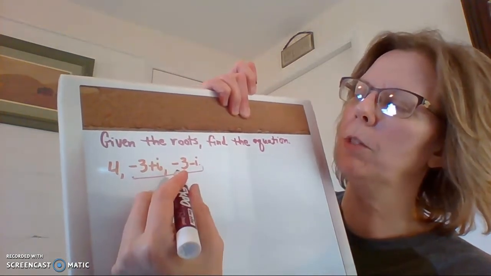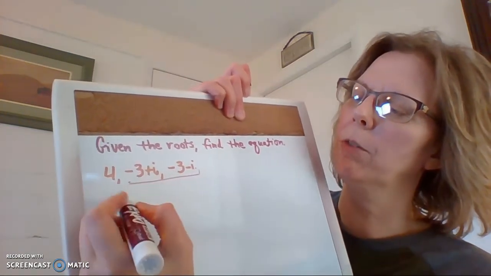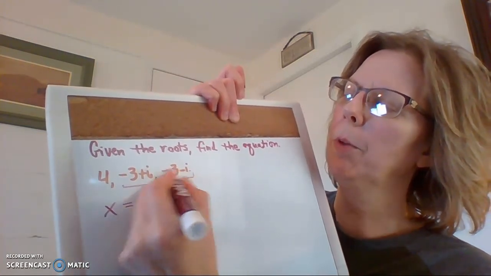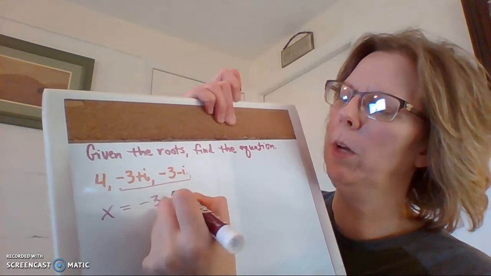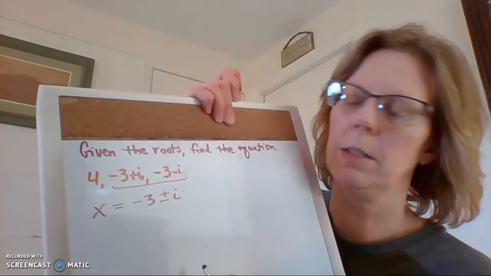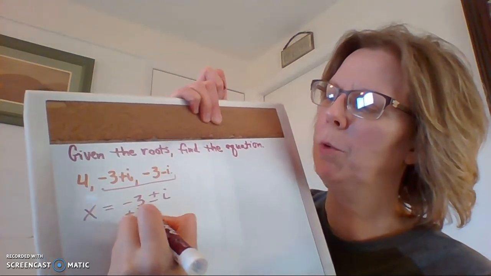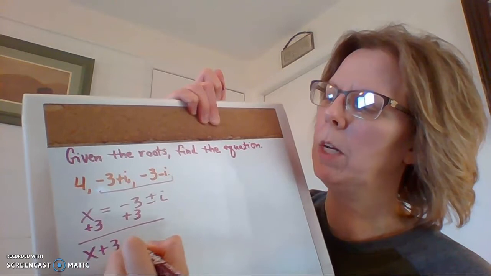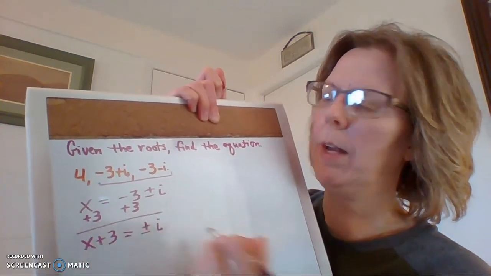Roots are values that are x values, they're inputs. So I'm going to set x equal to these 2. Both of them are -3, and then one has a positive i and the other has a negative i, so we're going to write it like that. Now we're going to go ahead and move the -3 over. So we have x plus 3 equals plus or minus i.